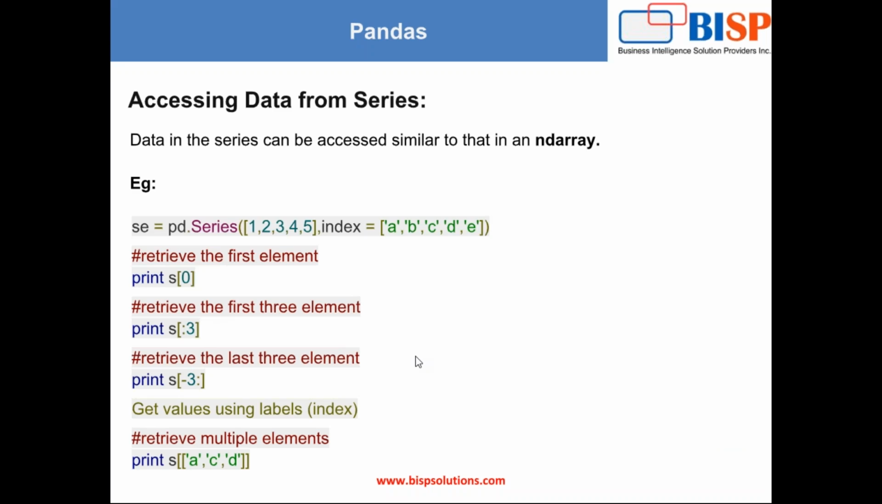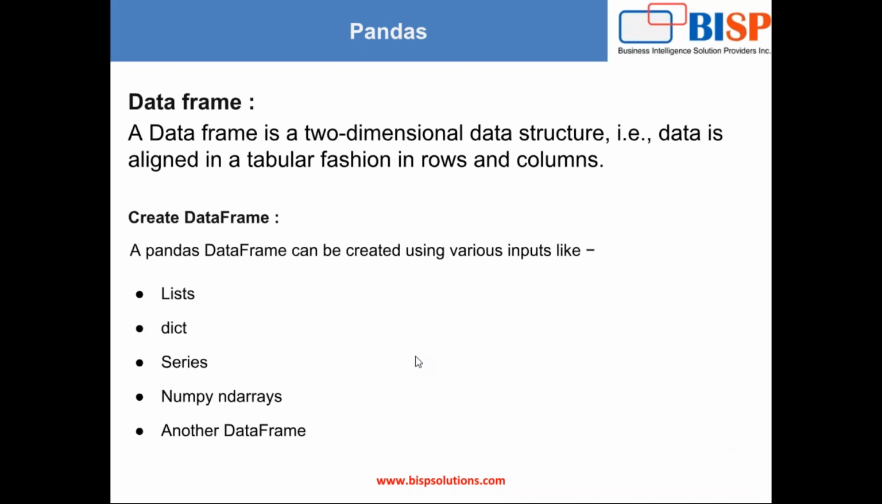The next thing is a data frame. A data frame is a two-dimensional data structure. It is similar to a table in a database. A table will have index numbers, column names, and rows. In the same way, a data frame also will have index numbers, column names, and rows in it. So it is similar to a table in a database.